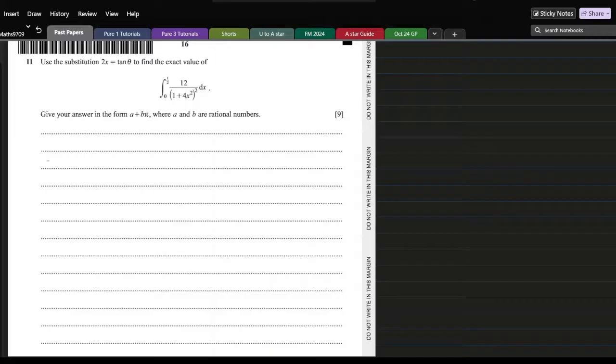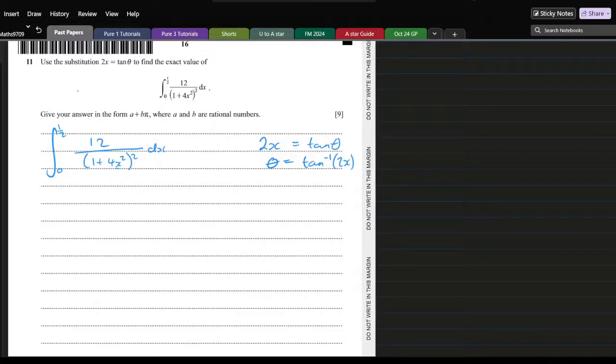Alright, so we are given the integral from 0 to 1 over 2 of 12 over 1 plus 4x squared with respect to x, and we are given the substitution 2x is equal to tan theta. So what this means is that we want to convert everything to theta because we already have it in terms of x. So let's make theta subject of the formula here. Theta is arctan of 2x.